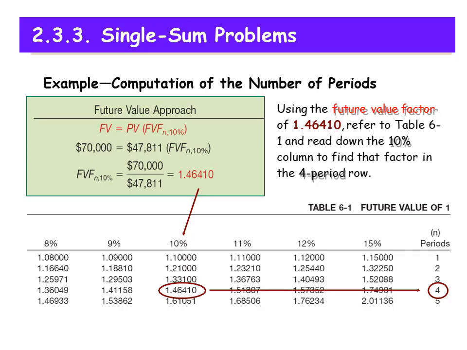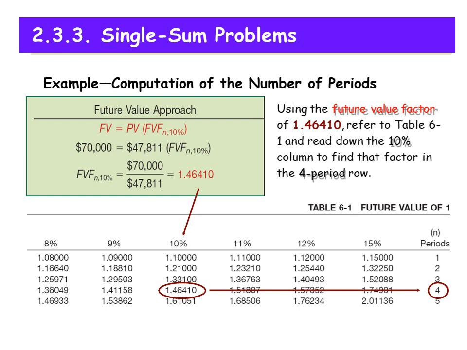Then $70,000 is equal to $47,811, that is the present value, times the factor value. When we divide by 47,811 on both sides, we get a factor value equal to 1.46410. Using the future value factor of 1.46410, refer to Table 1 and read down the 10% column to find the factor for the 4 periods.